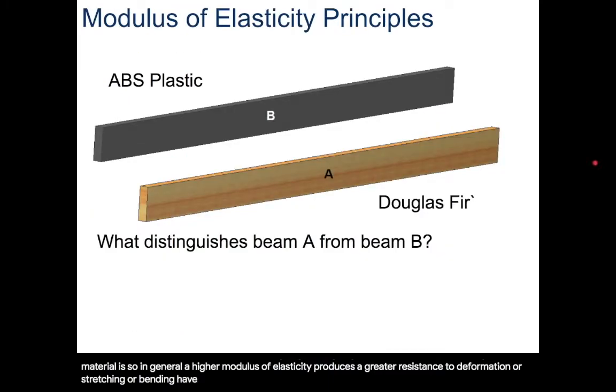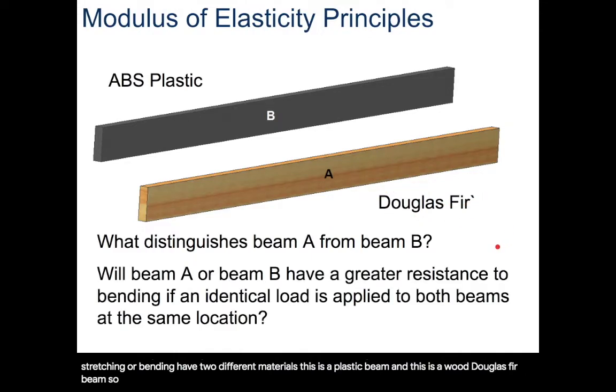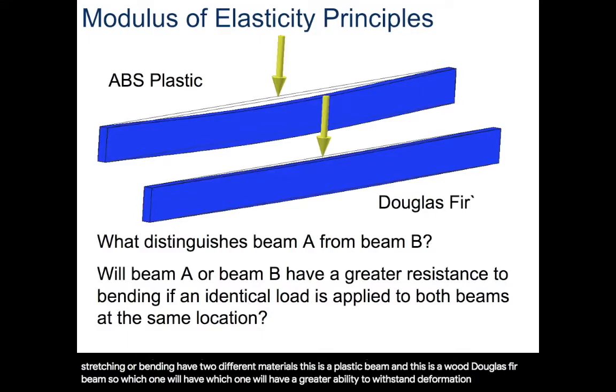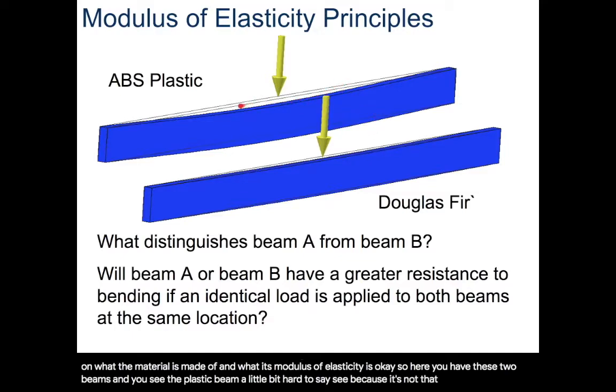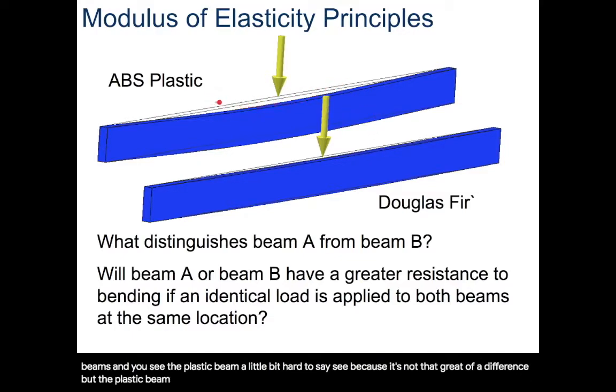So here we have two different materials. This is a plastic beam, and this is a wood Douglas fir beam. Which one will have a greater ability to withstand deformation? Well, it depends on what the material is made of and what its modulus of elasticity is. Here you have these two beams, and it's a little bit hard to see because it's not that great of a difference, but the plastic beam is bending more than the Douglas fir wood beam.